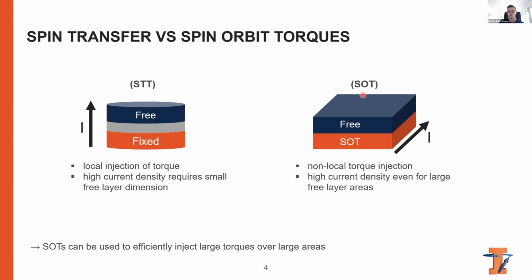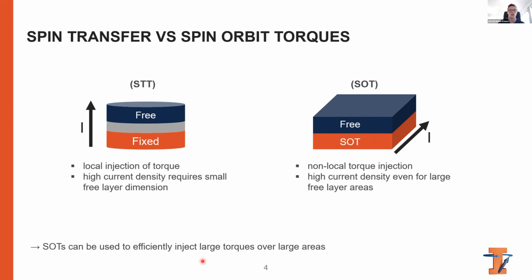In the spin orbit torque geometry, on the other hand, you get non-local injection of torque. Spin accumulations are generated over the whole interface between the spin orbit torque layer and the free layer. And you get high current densities even for large free layer areas, because you don't send the current perpendicular, but in the plane of the material. So you can get high current densities by decreasing the thickness of the spin orbit torque layer without having to reduce the size of the free layer. Spin orbit torques can therefore efficiently inject large torques over larger areas than the spin transfer torque geometry.